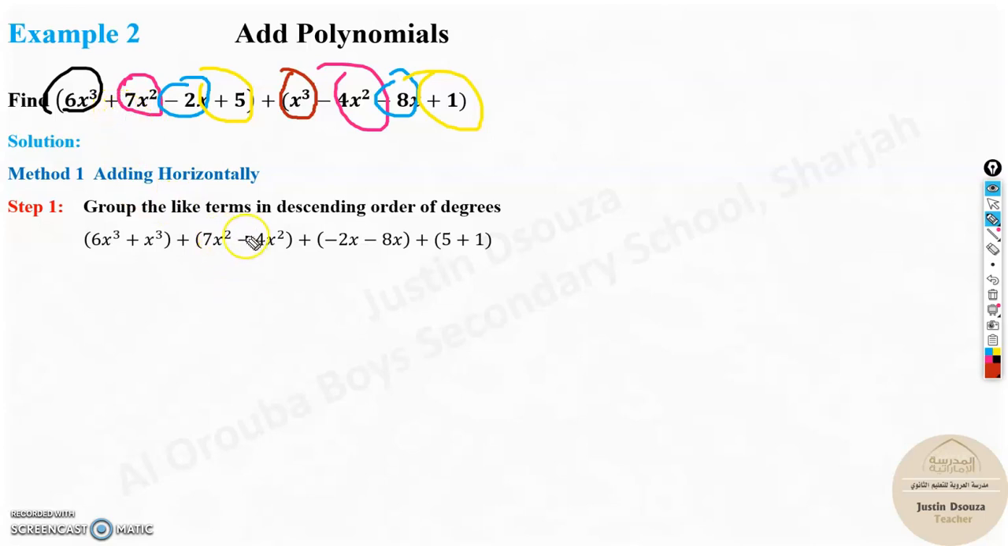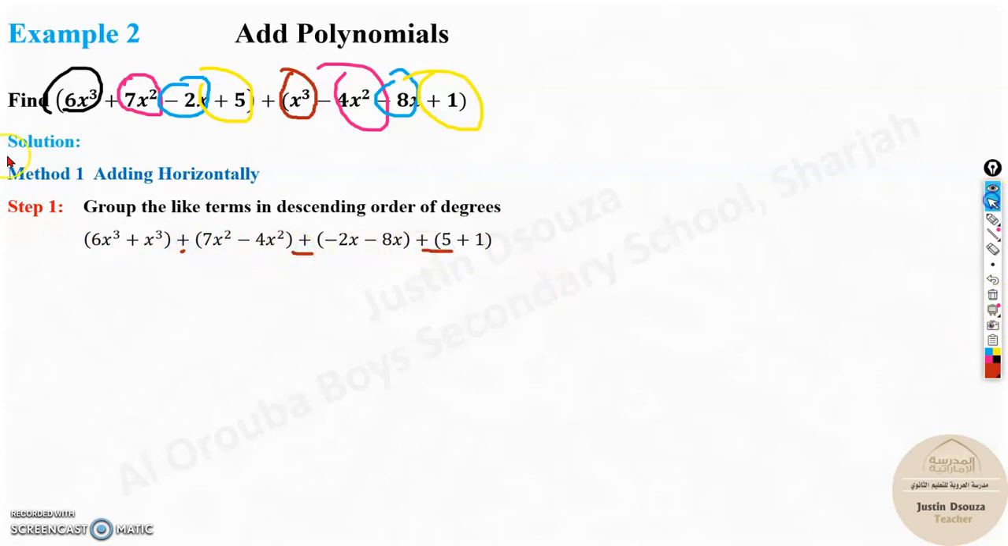Now, the next term is power 2, 7x squared, minus 4x squared. You can see these are the terms. Now, again, minus 2x, minus 8x. And lastly, we have 5 plus 1. Now, it's all adding because they asked us to add.